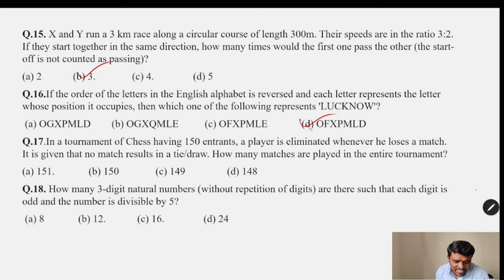Question number 17. In a chess tournament having 150 entrants, a player is eliminated whenever he loses a match. It is given that no match results in a tie or draw. That means the person who wins has to win all the matches. That's the meaning. How many matches are played in the entire tournament?